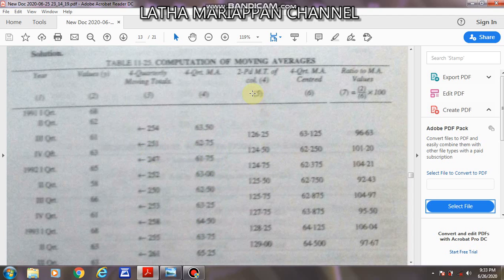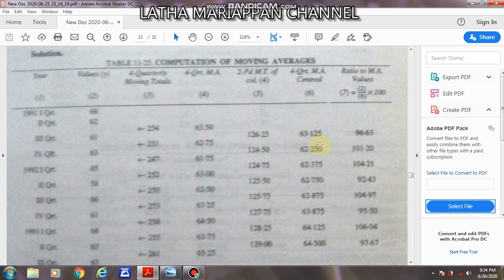The next one is the second period moving average. Take this fourth column value and add these two data. Add these two data and put the result in the middle of the quarter. Then leave the first one, add the remaining two, and put that in the middle of the two. That is called the second moving average column. This is the fifth column.